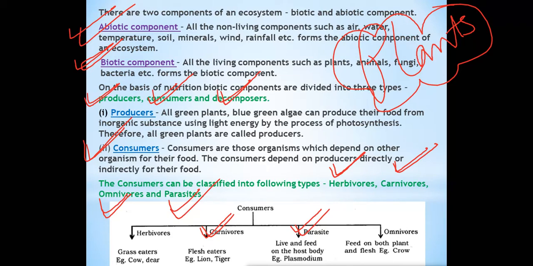Next we have omnivores. Omnivores are those organisms which eat both plants and animals. For example, cow, humans.